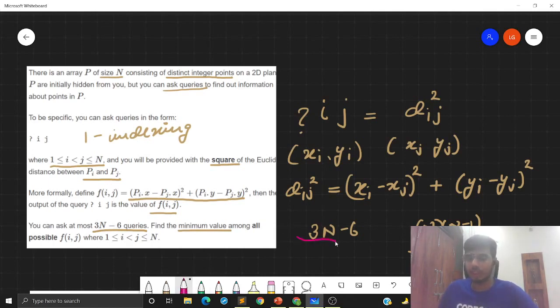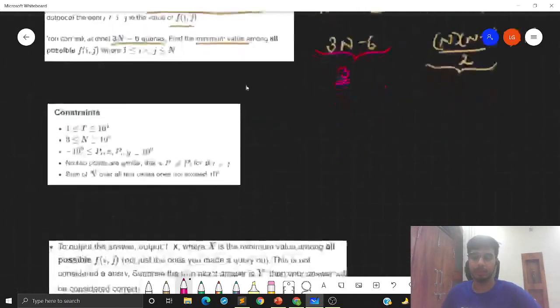Also, we can see that on average, for each point, we can ask 3 queries. We want to deterministically find whether this particular point is present in the closest pair of points or not in just 3 queries. This is what we can keep in the back of our mind. Okay, let's move on to the constraints of this problem.